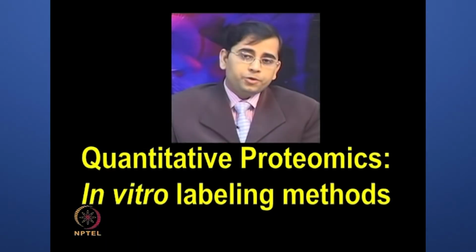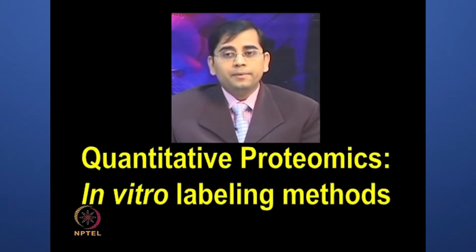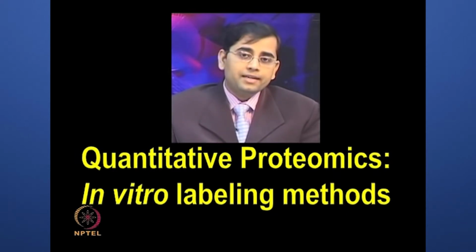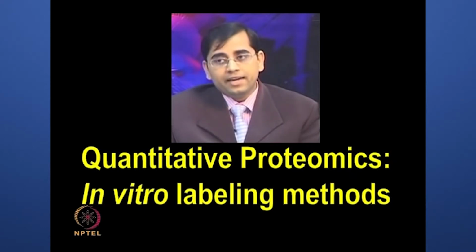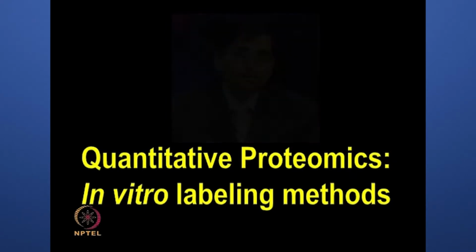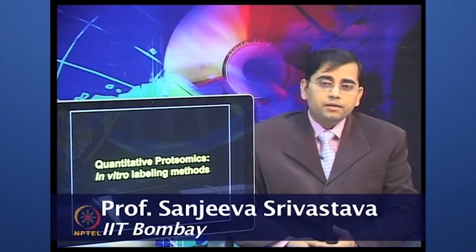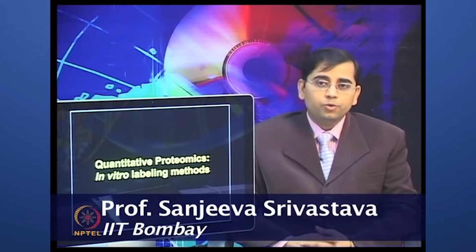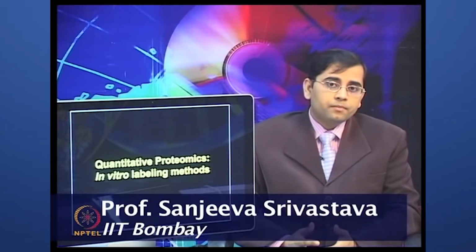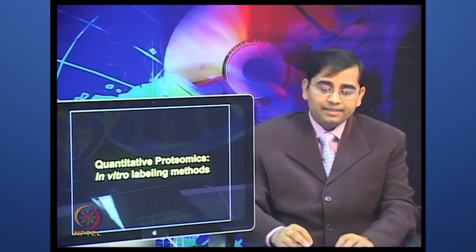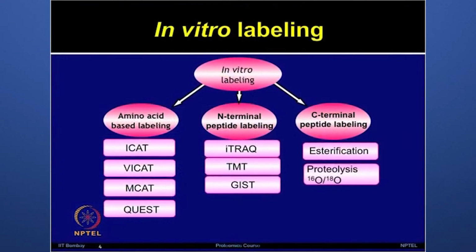So, let us talk about quantitative proteomics and different in vitro labeling methods. The in vitro labeling methods rely on the use of labeling reactions at a specific site in proteins or peptides. Based on various labeling chemistry, different types of strategies have been developed to introduce isotopes at either the protein or peptide level, and these strategies we will discuss in the next slide. So, in vitro labeling can be of three different types: amino acid based labeling, N-terminal peptide labeling, and C-terminal peptide labeling.